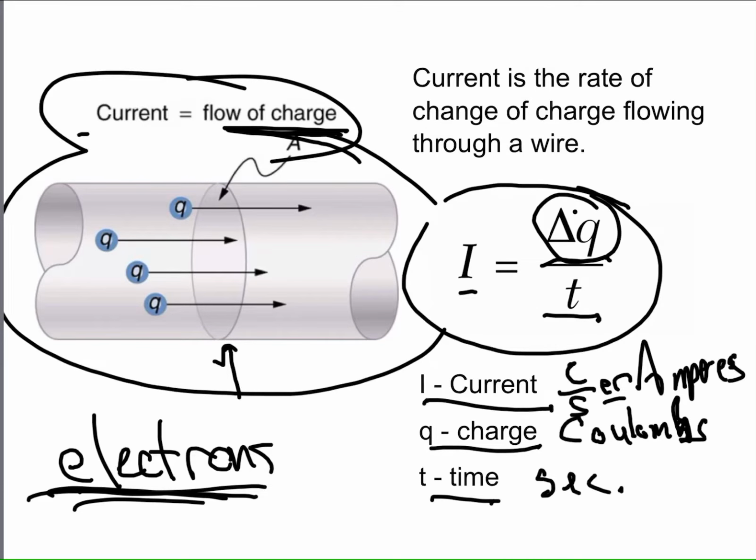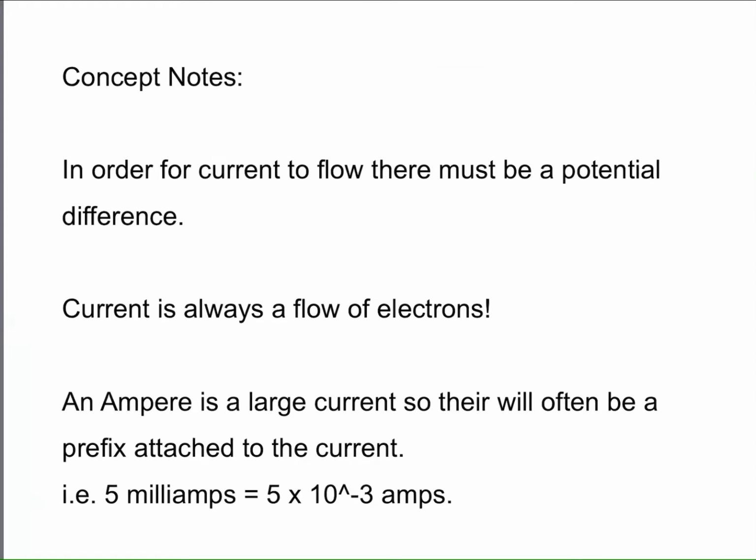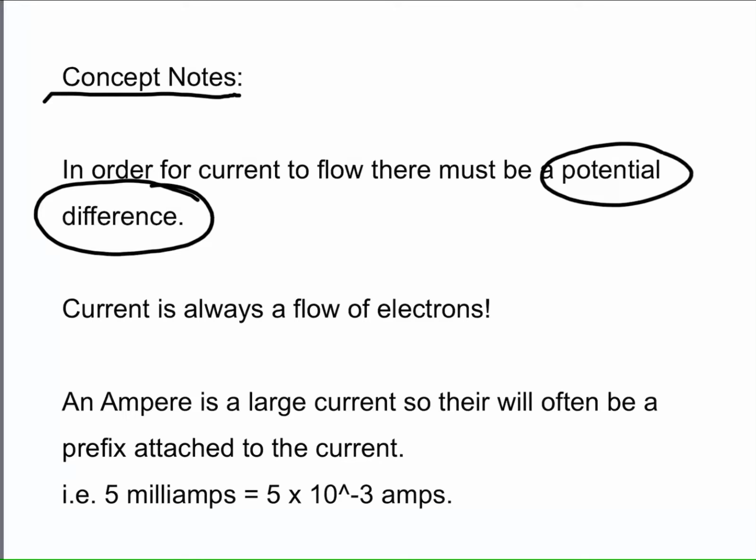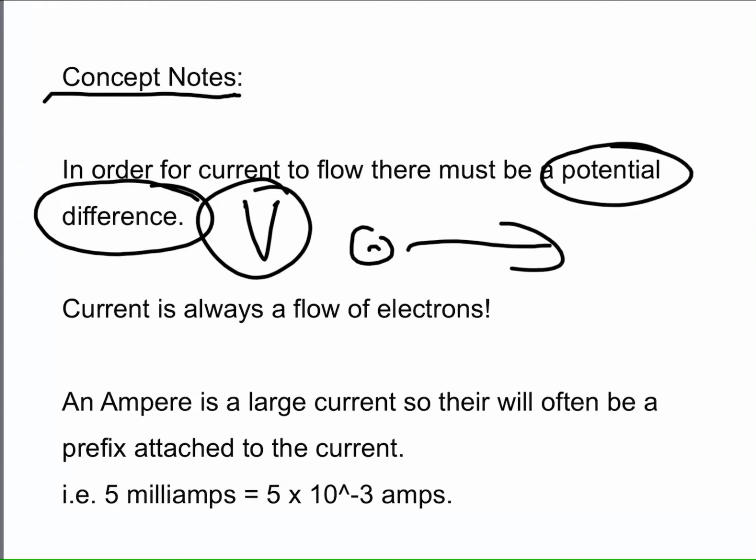So let's go to the next page. Some concept notes. In order for a current to flow, there must be a potential difference, so there must be a voltage. There must be some reason for electrons to want to go from one location to another. If there's no potential difference, just like if I have a mass sitting on the floor, there's nowhere for it to fall. I'd have to pick that mass up and let it drop. So there has to be some sort of potential in order for that particle, that electron, or that mass, however you want to look at it, to move.